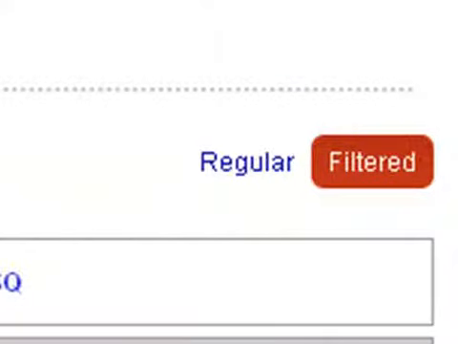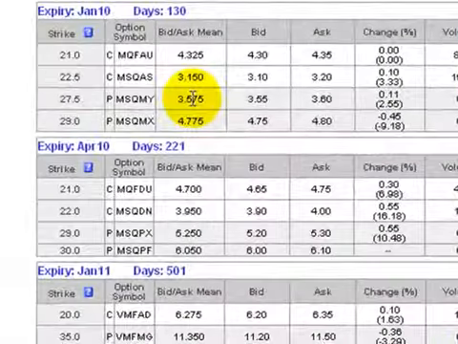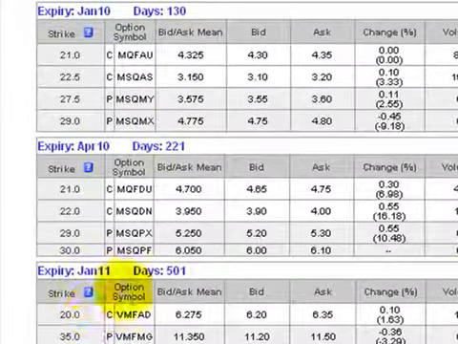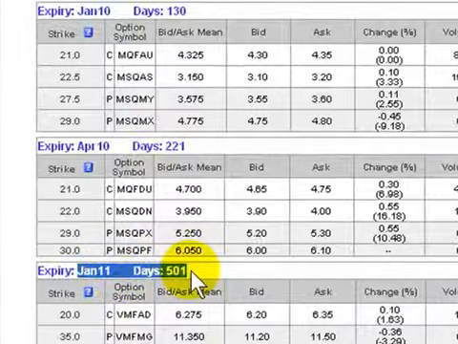The further out you go in terms of time, the more conservative it is. Here we chose 501 days left. The bottom line is you don't need to over leverage yourself. Now you know how to find the right option, and you know not to over leverage yourself.